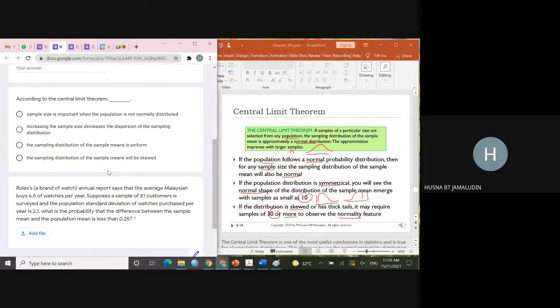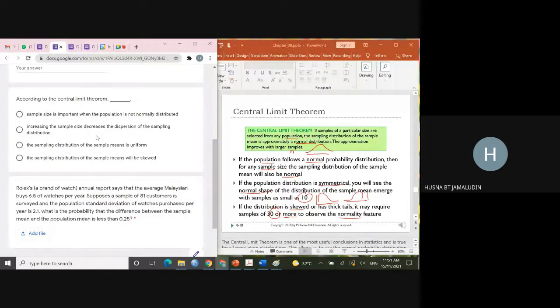Which one? Based on my understanding, I think the answer is number 1. Anyone else? Number 3. Number 1. I also think number 1. Number 2.